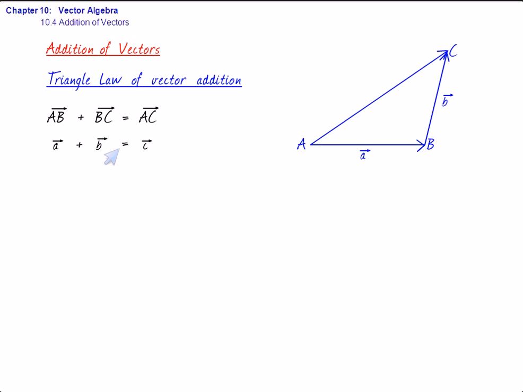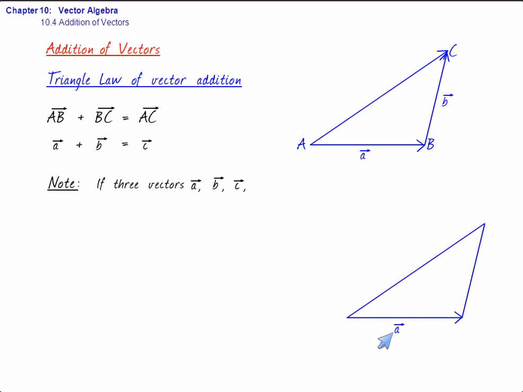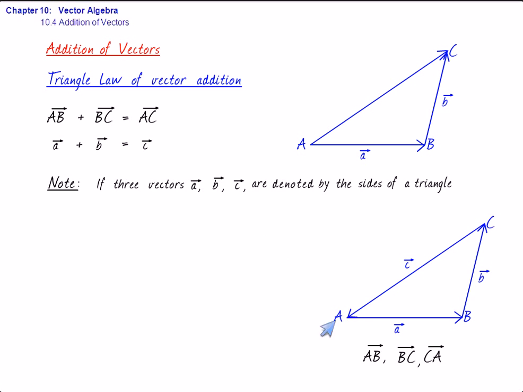Now, here we should make another note. What if three vectors A, B, C are denoted by the three sides of a triangle ABC as AB, BC and CA, that is, taken in order? Then you will find that their vector sum is 0. A plus B plus C is 0. How do you justify this?